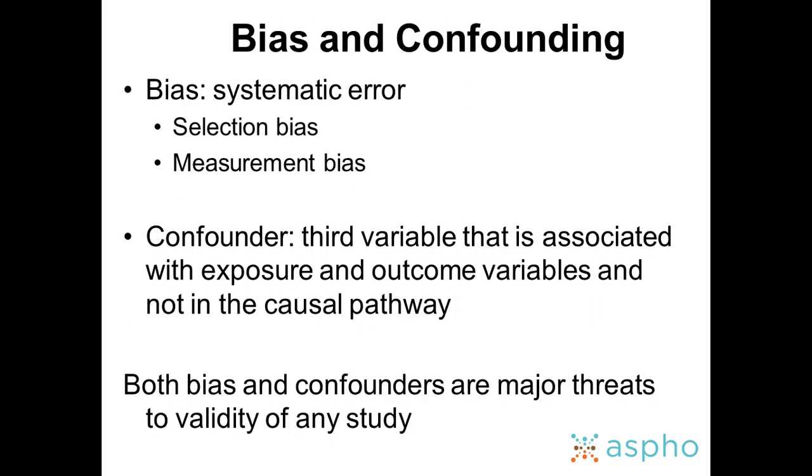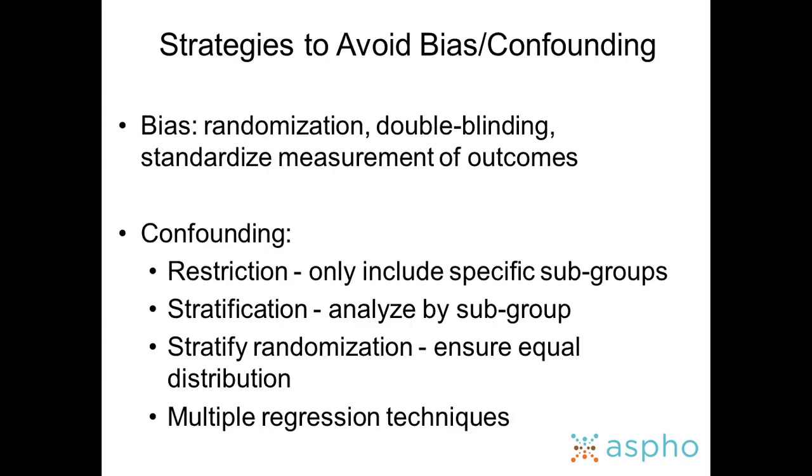So bias and confounding are the 2 major threats to validity for any study. Bias is systematic error, and the 2 main types of bias are selection bias, or how you select your cohort, and measurement bias. Confounding is another important threat to validity. It's where you have some variable which is associated with your exposure variable and is a cause of your outcome variable, and that's not in the causal pathway. And as I said, both of these are really important issues when trying to interpret your study.